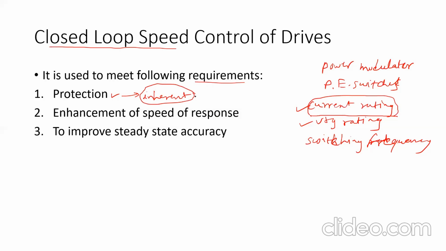That means there is a current limit block; a current limit algorithm is available, which we can use for that. Second, for protection there need not be any extra hardware circuitry. It is part of the control algorithm, control technique or software itself. Second is the enhancement of speed of response.